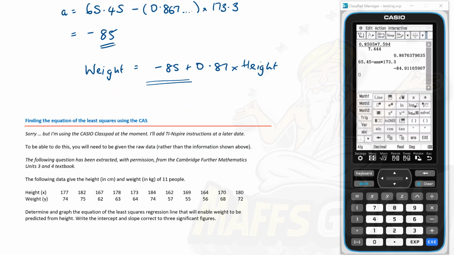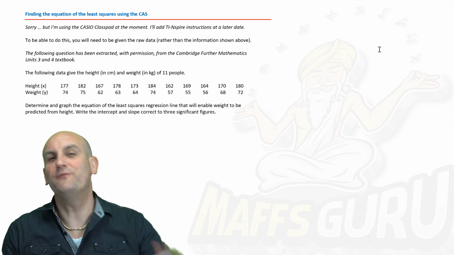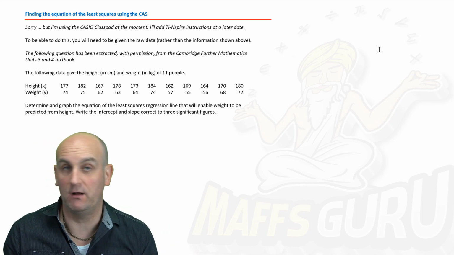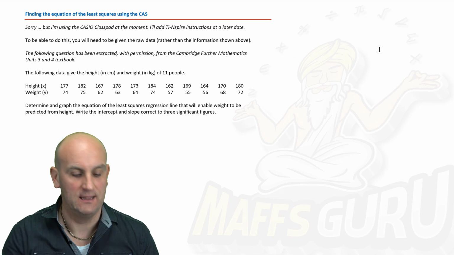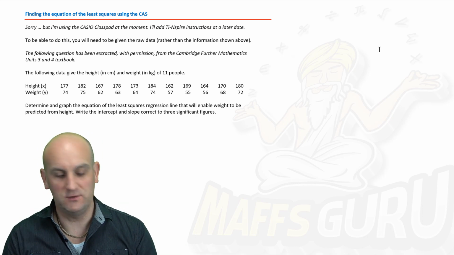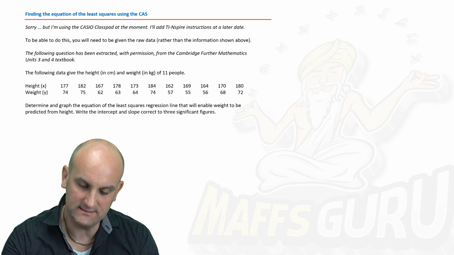But yes, as I said, wouldn't it be easier if life could do all of this for us? Now, obviously, there must be an easier way of doing this. Now, while we can't go back and check that our answer from the previous example is correct because they didn't give us the raw data, now it would appear we have some raw data. And I'm going to show you how to do this using your CAS calculator. So the first thing I'm going to do is fire up my CAS calculator.